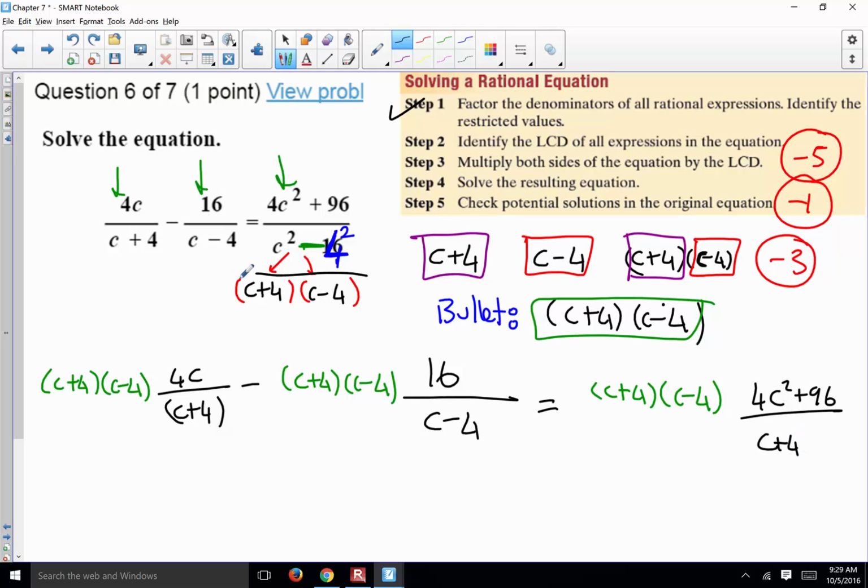And I like factored form rather than the original again. Keep things factored, and start canceling. What is canceling here? C plus 4. Here, C minus 4. Here, the whole thing. Again, the key thing to check you're on the right track is that no denominators must be left at this point. Do you see any denominators? No? We're good. Start multiplying now.